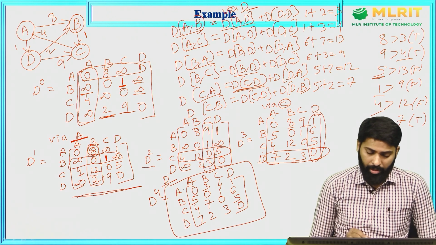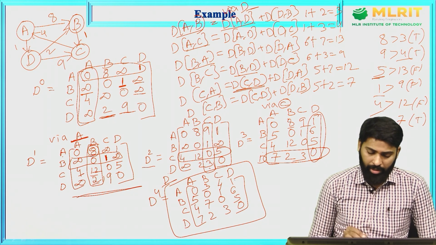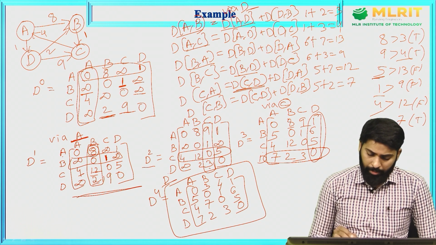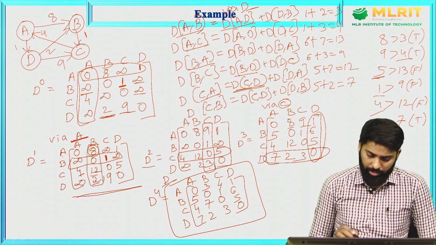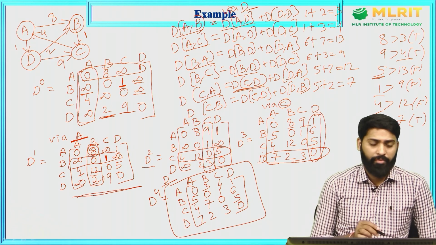Okay, from A to A 0, A to B 3, A to C 4, A to D 1. So B to A 5, B to B 0, B to C 1. So B to D 6. C to A 4, C to B 7, C to C 0, C to D 5. So D to A 7, D to B 2, D to C 3, D to D 0. Okay, so this is the solution for this graph.